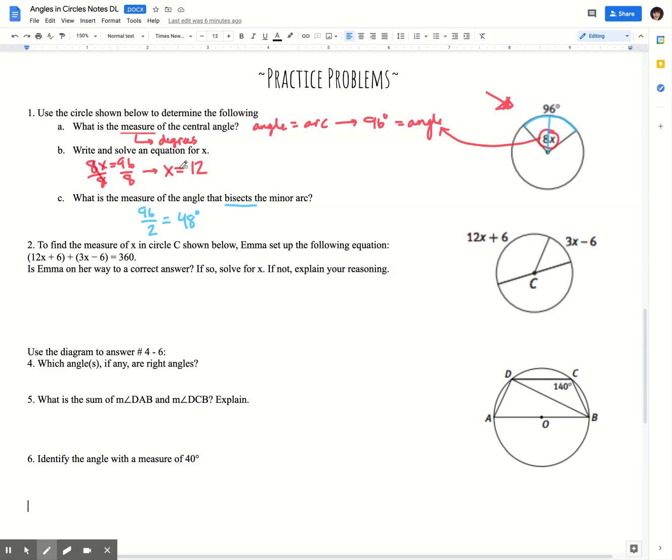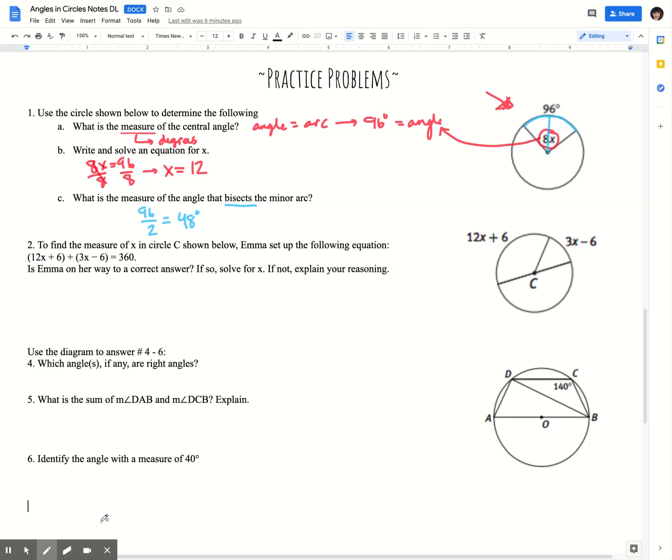Notice that for x, I didn't put a degree symbol, because x is not really a degree measurement, it's just a variable in this case. But here I'm looking for the measure of an angle, so I have to make sure I put a degree measurement in my answer.